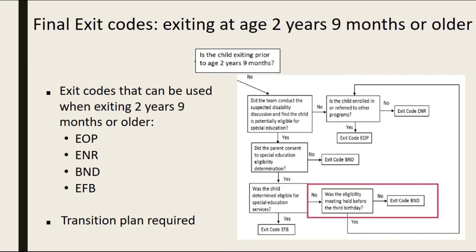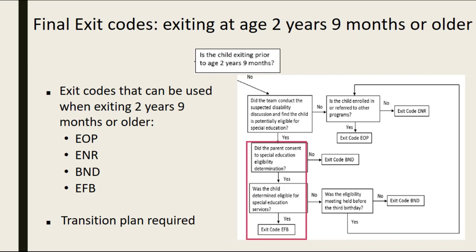If the parent consented to Part B eligibility determination and the child is determined eligible for early childhood special education services, exit code EFB is used. If the child is determined eligible for early childhood special education, but the parents decline Part B services, exit code EFB is used.